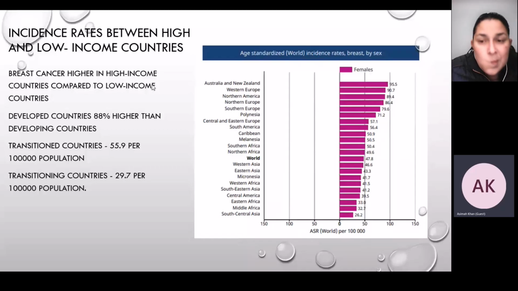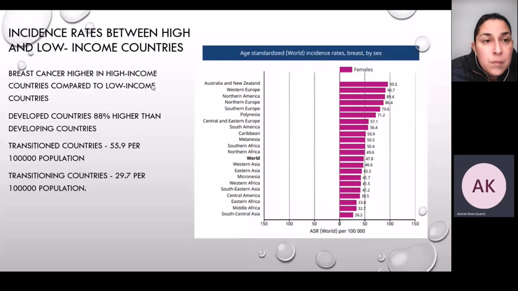The highest incidence rate for 2020 was more than 80 per 100,000 population in high-income countries, such as Australia, New Zealand, North America, Europe, and Belgium, recording the highest incidence globally. The lowest incidence rates were less than 40 per 100,000 population in low-income countries such as Africa and Asia. The mortality rates, however, are vice versa in comparison.